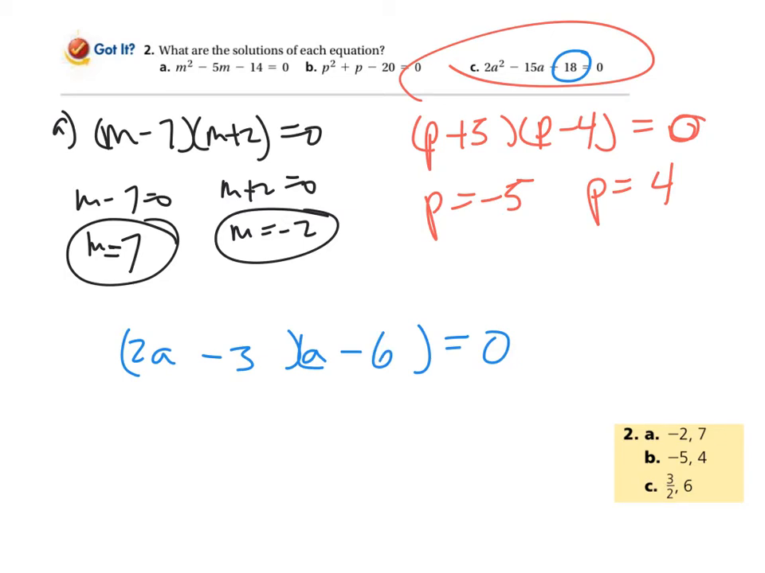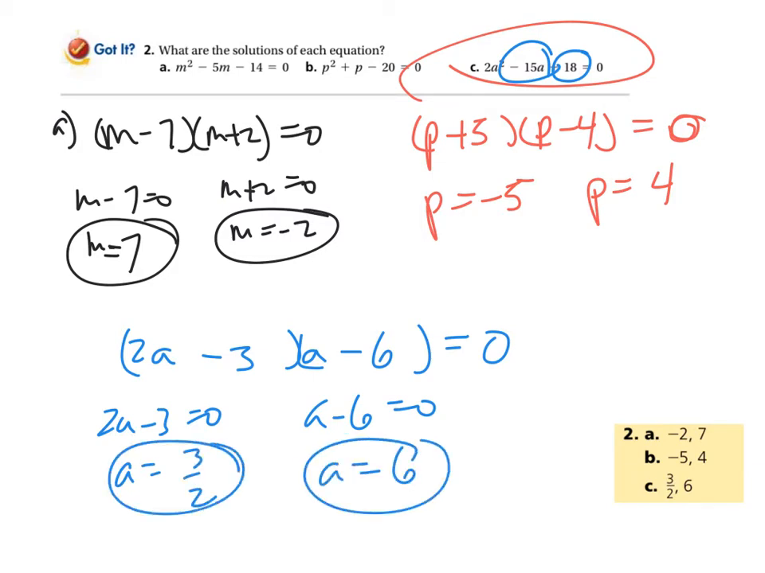And how did I do that? Again, lots of practice, obviously. We have negative 3a and negative 12a makes negative 15a. So that's where I get that from. And then we solve, again, 2a minus 3 equals 0, a minus 6 equals 0. So a in this case is 3 halves, and a is a positive 6. And there you have the answers to these three.